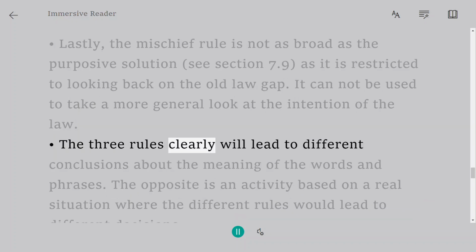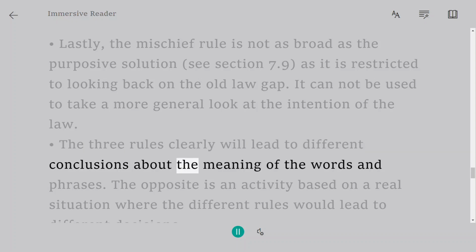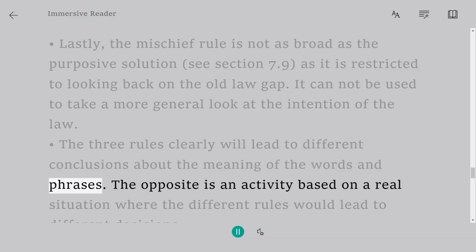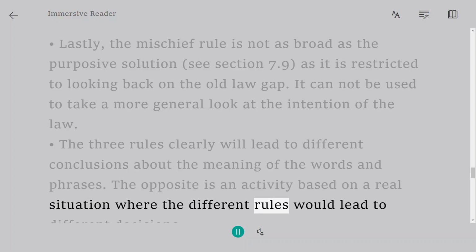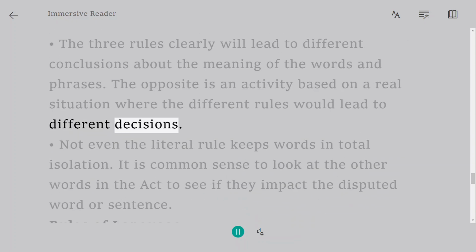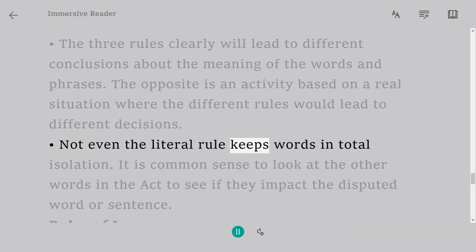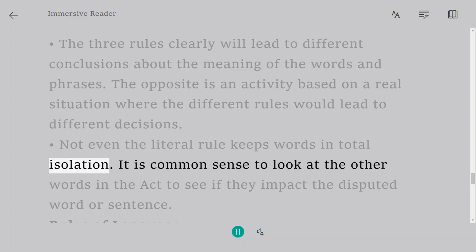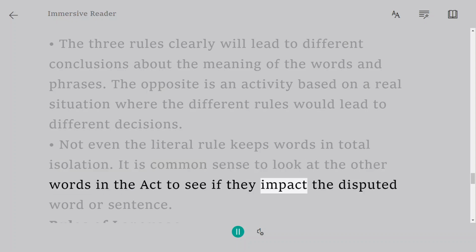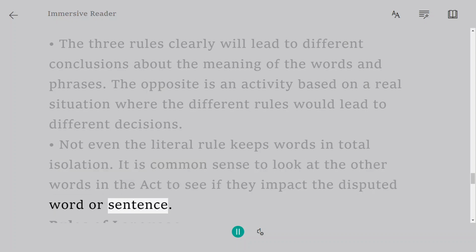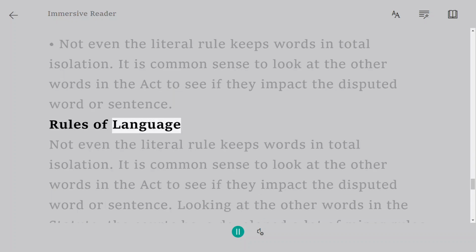The three rules clearly will lead to different conclusions about the meaning of the words and phrases. The activity is based on a real situation where the different rules would lead to different decisions. Not even the literal rule keeps words in total isolation. It is common sense to look at the other words in the act to see if they impact the disputed word or sentence. Rules of language.